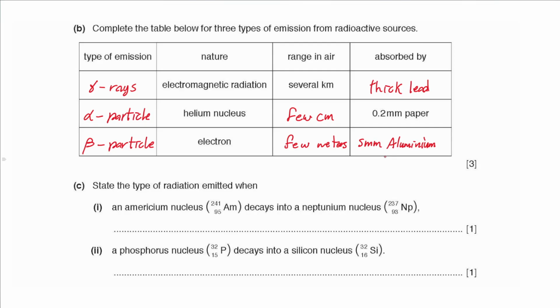Question C says state the type of radiation emitted when an americium nucleus 241-95 decays into a neptunium nucleus 237-93. Here the nucleon number decreased by 4 and the proton number decreased by 2, so this is an alpha emission. Double I says a phosphorus nucleus 32 and 15 decays into silicon nucleus 32 and 16. The nucleon number did not change, but the proton number increased by 1. That is caused by a beta emission.